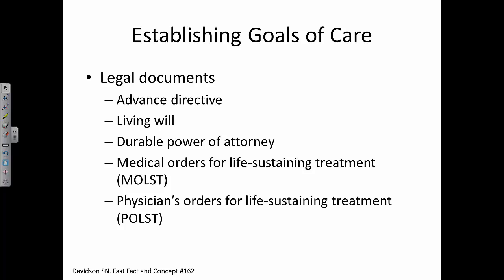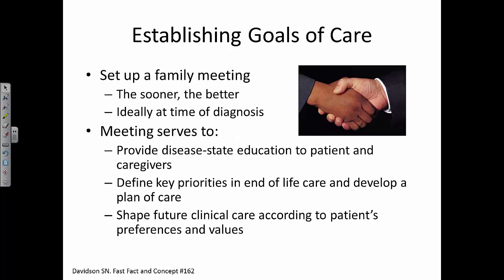Absolutely. So, establishing the goal of care may involve a legal document, an advance directive, a living will, a durable power of attorney, and importantly, in Maryland, the MOLST, and in other states, it would be called a POLST. So, you want to set up a family meeting. Again, this is a big team meeting here. The whole professional team, the family, the caregiver, the patient certainly can be a part of this meeting. The sooner the better, ideally at the time of diagnosis.